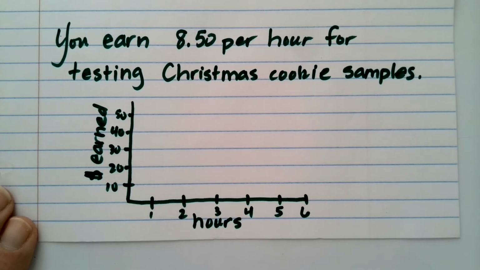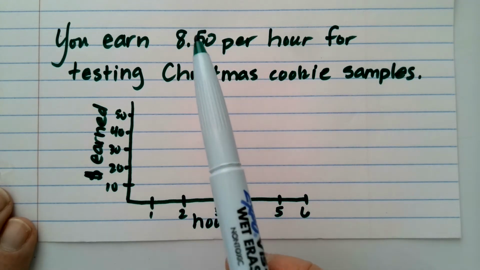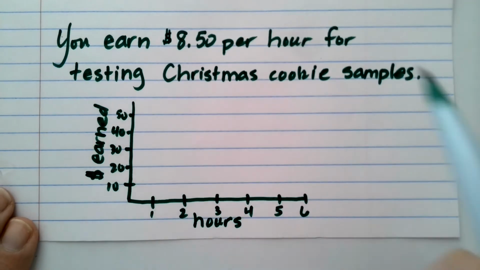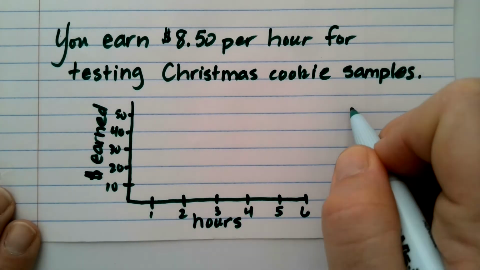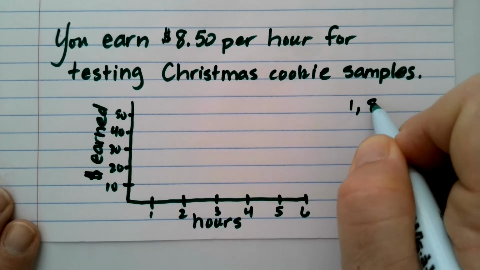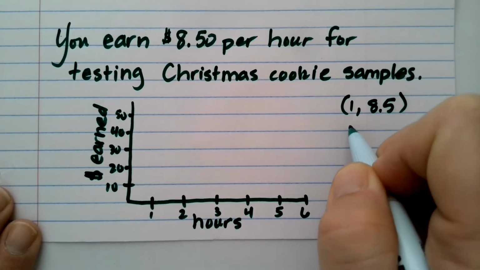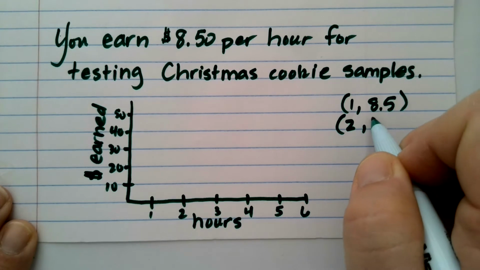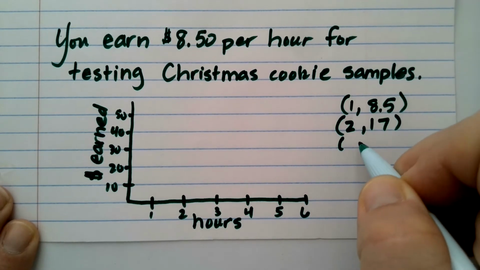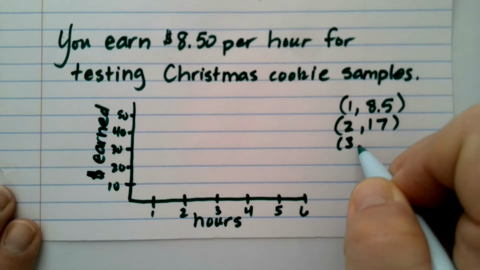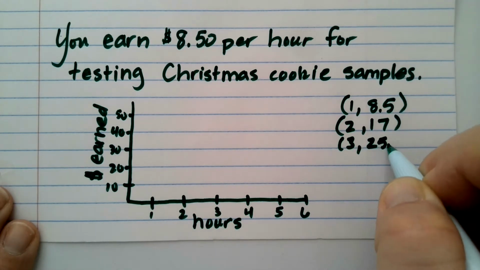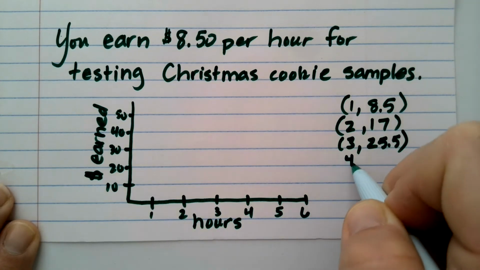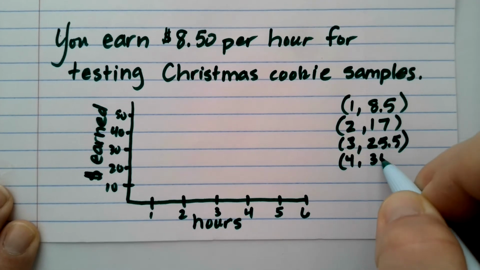All right, now let's imagine that you have a really great job testing Christmas cookie samples and you actually get paid for it. You earn $8.50 per hour for testing these Christmas cookie samples. So after 1 hour, you would have $8.50, right? After 2 hours, you would have $17. Lucky you, and a stomach ache. If you're still at it eating cookies 3 hours later, you would have $25.50. And at 4 hours, you would have $34.